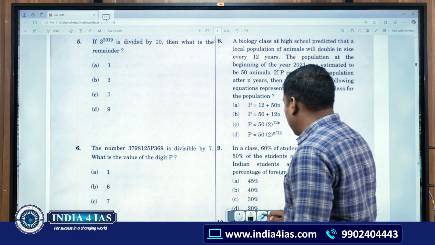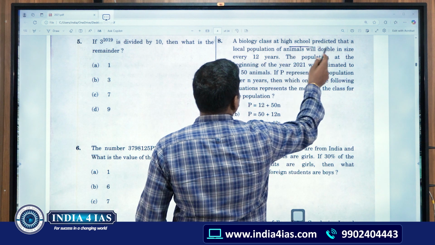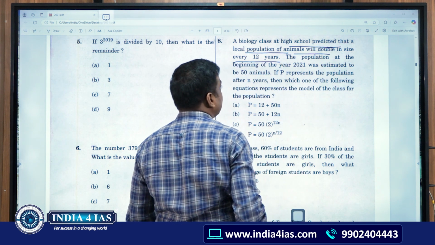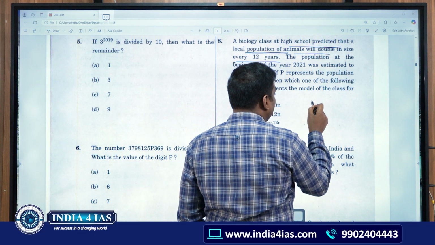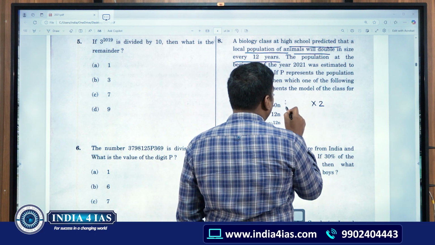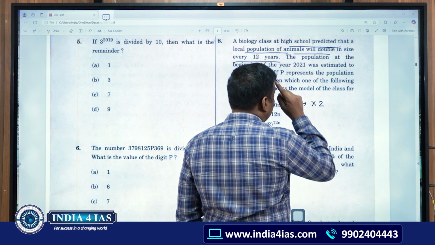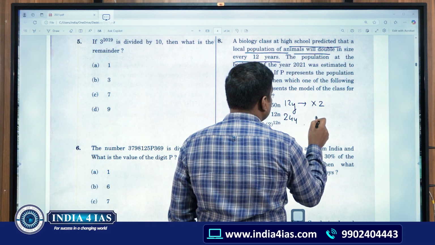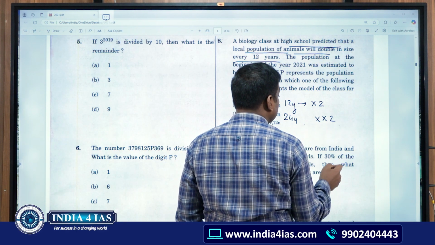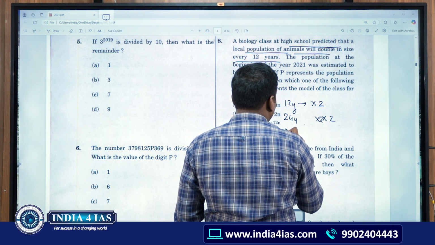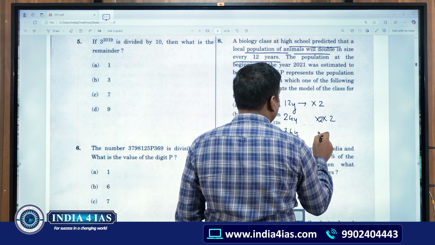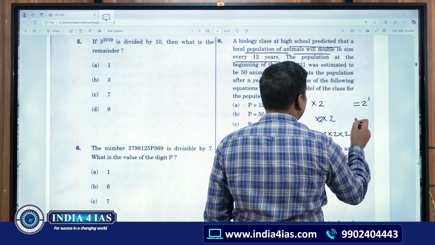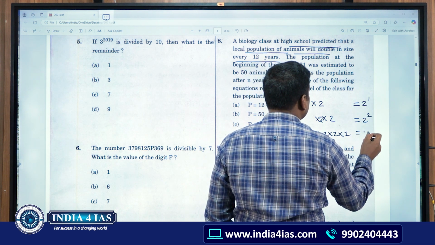Okay, next one. A biology class at high school predicted that the local population of animals will double every 12 years. Double in size is nothing but multiplication by 2. So every 12 years there will be multiplication by 2. Then in 24 years, this will be 2 into 2, because it will get doubled again. In 36 years, it will get 2 into 2 into 2. That means it becomes 2 to the power of 1, 2 to the power of 2, and 2 to the power of 3.